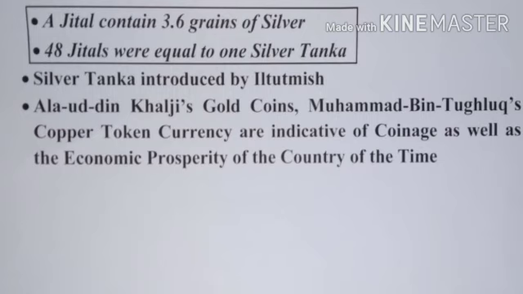Alauddin Khilji's gold coins and Muhammad bin Tughlaq's copper token currency are indicative of coinage as well as the economic prosperity of the country of the time.